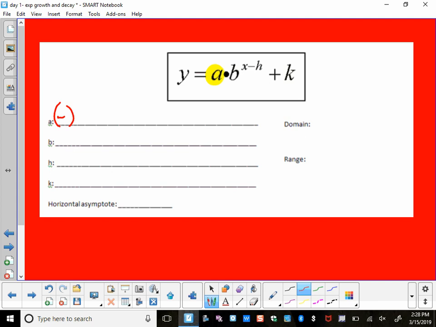Yes, I agree. All right, who remembers what this is? Minus. A minus or a negative out front can tell my graph to do what? Flip or reflect. Good. You can write either word here. I don't care. I'm gonna do a minus.